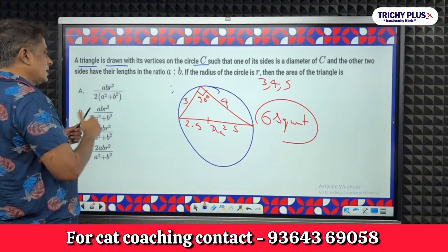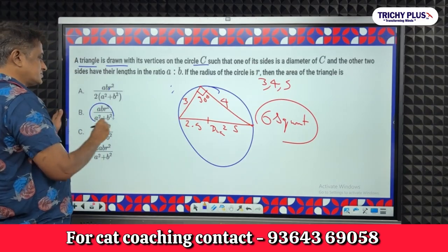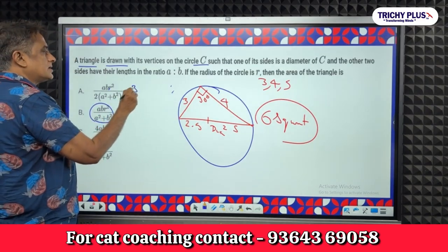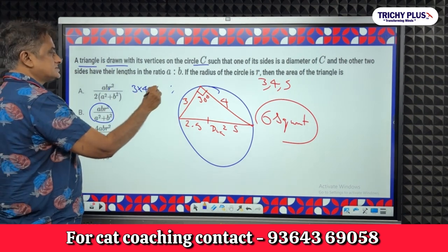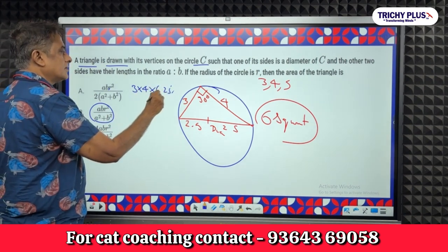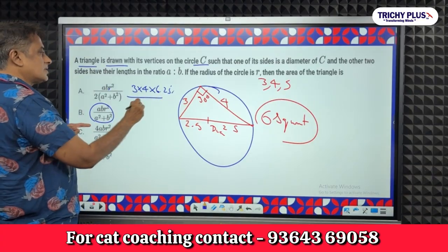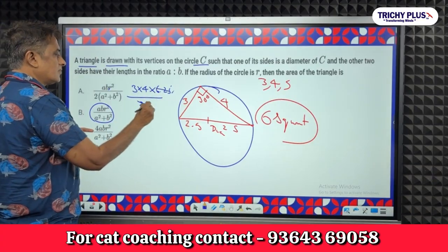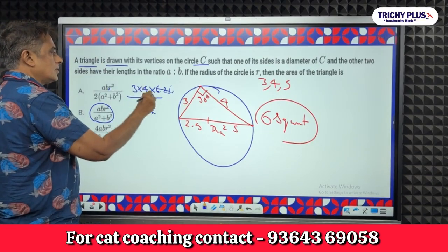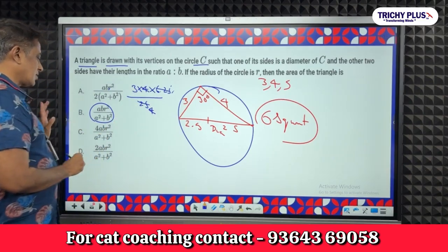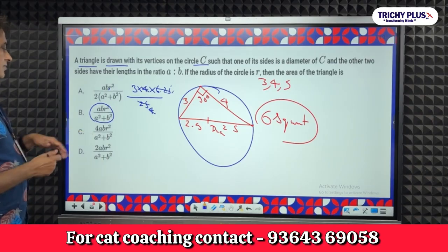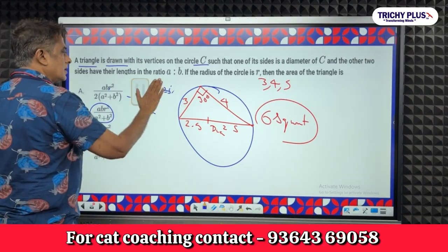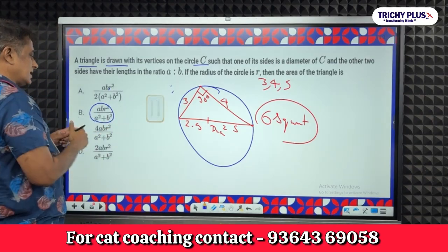Okay, now let me look into this option. A, already we have done it, is 4. And R squared is 6.25 divided by A squared plus B squared, 25. 4 times 6.25 is 25. This will be 3. This cannot be the answer. Instead of wasting my time, I should be able to figure out the answer.